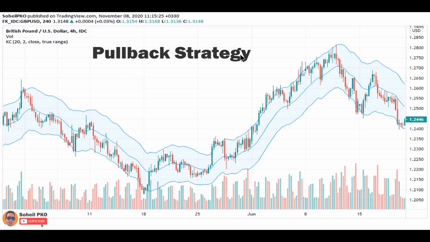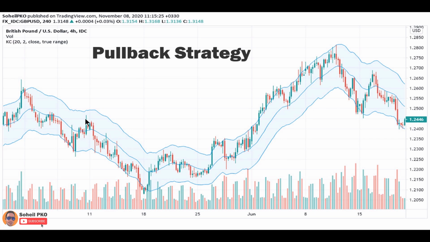Pullback strategy. During pullbacks in uptrends, the middle band provides support level and a good place to enter a trade in the direction of the trend. As you can see here in this uptrend, when the price touches or passes the middle band, after that, it bounces and goes up again, which provides us a good opportunity to enter a trade in the direction of the trend.